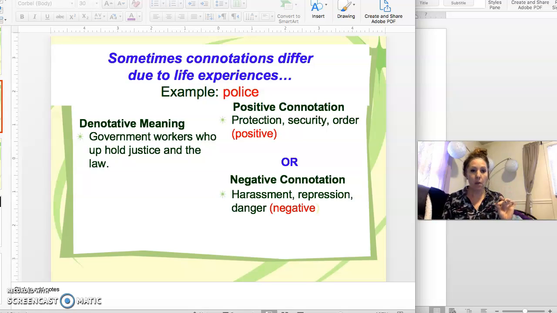So the last tidbit I want you to think about here is that because of our own unique experiences, some of us attach a very positive connotation to the word police, while others, some of us, have had negative experiences with police. And so we attach words like harassment and repression and danger, whereas the people who have had the positive experiences might think of protection, security, and order. So this is a great example to think about how life experiences can alter how you perceive that connotation of a word.